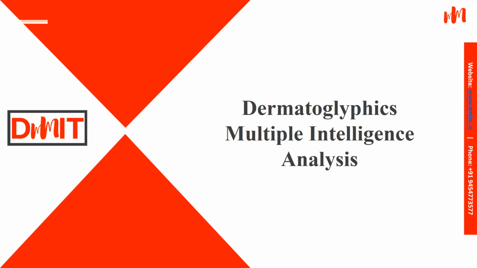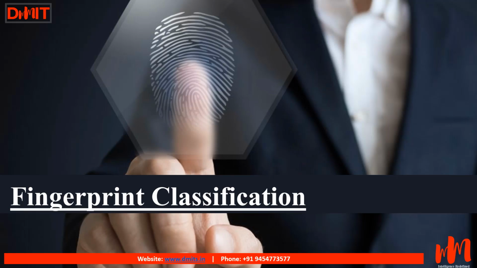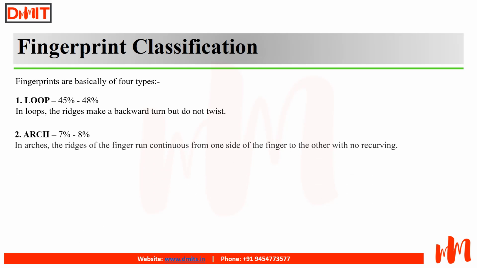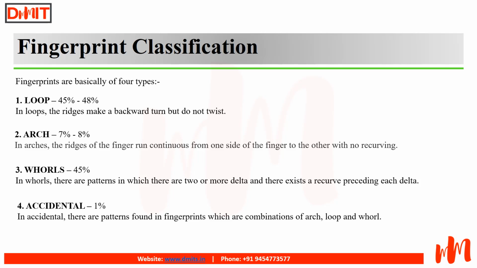So today we will be analyzing the different types of fingerprints. Let us first of all have a look at the types of fingerprints, that is fingerprint classification. So basically there are four types of fingerprints, namely loop, arc, whorl and accidental. In loops the ridges make a backward turn but they do not twist. Ridges are the lines on the fingerprint.